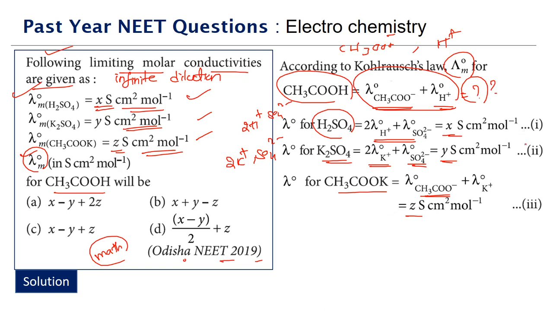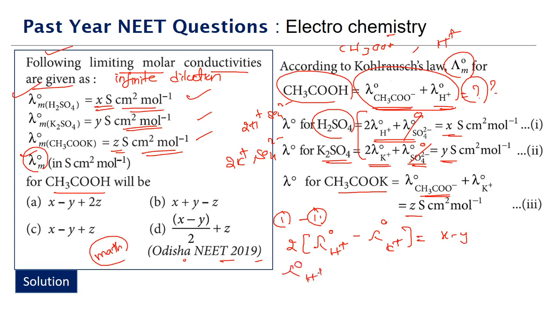If you look at equation 1 and 2, both of them are featuring sulfate ions, which is not required for us. So if you do equation 1 minus equation 2, the sulfate ions will be cancelled. LHS part will be what? 2 times the lambda naught of H plus minus lambda naught of K plus, that will be equal to our x minus y. Okay, so from here we will get lambda naught of H plus minus lambda naught of K plus will be what? x minus y divided by 2.